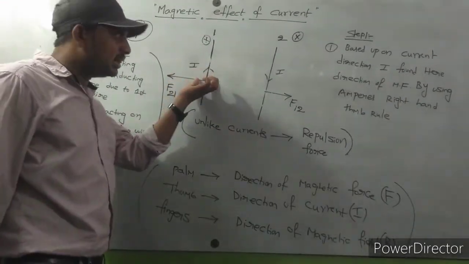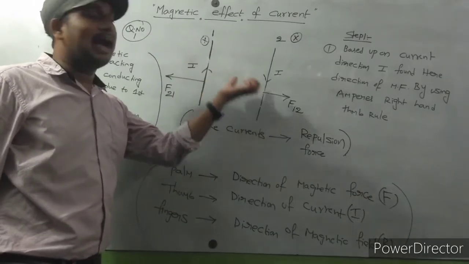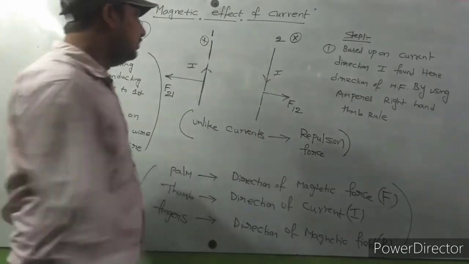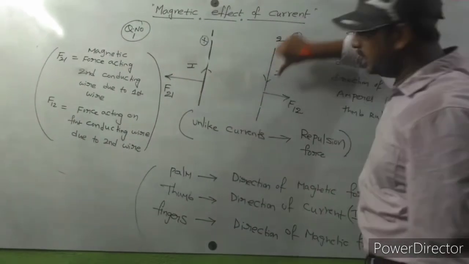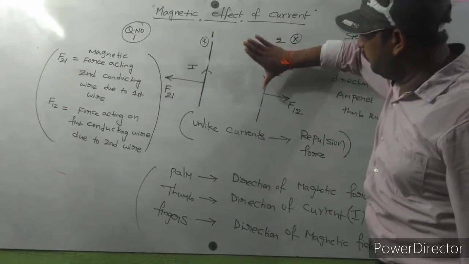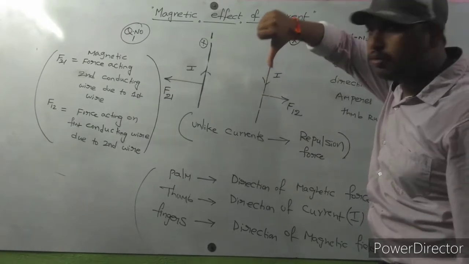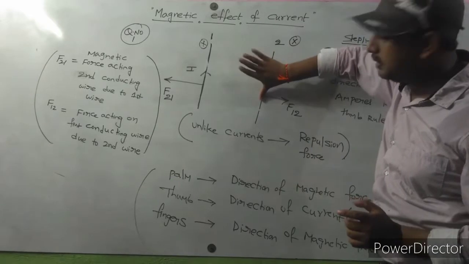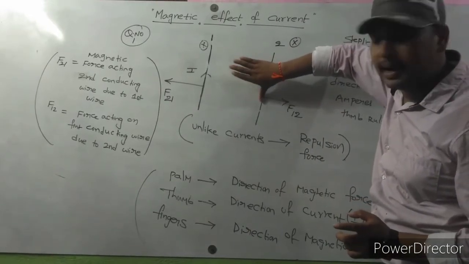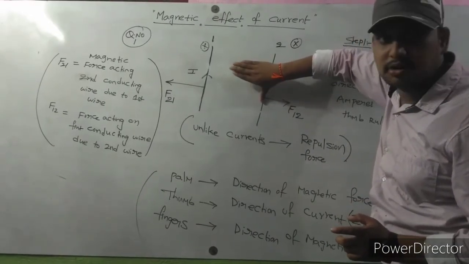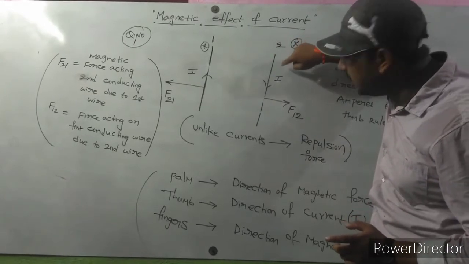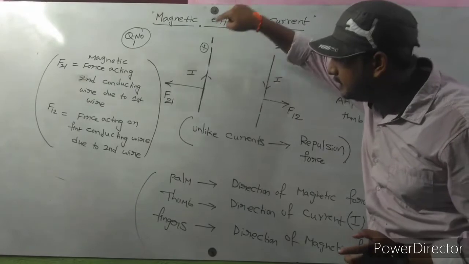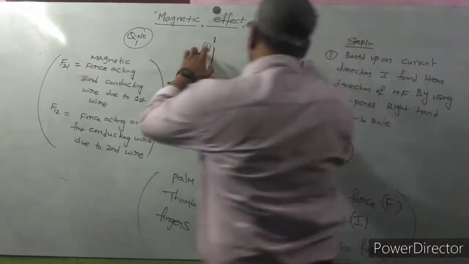So due to this conductor, the magnetic field acting on the second conductor is into the face. Similarly, current is moving downward in the second wire, so I place the thumb downward, and the fingers indicate the direction of magnetic field. Due to this conductor, the magnetic field acting on the first wire is also into the face. So these two are into the face.